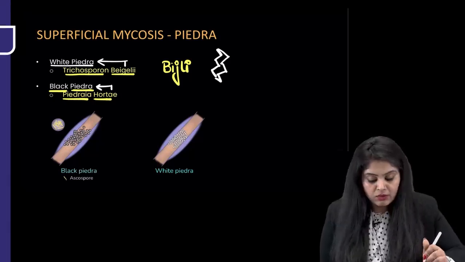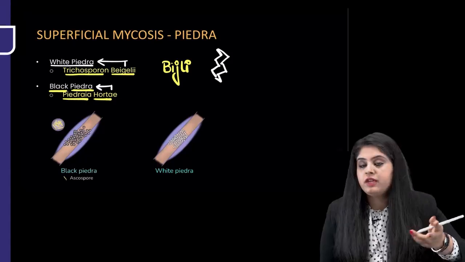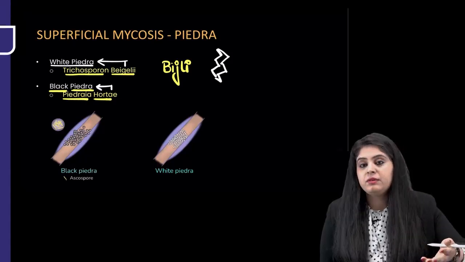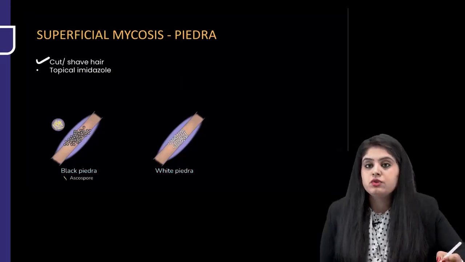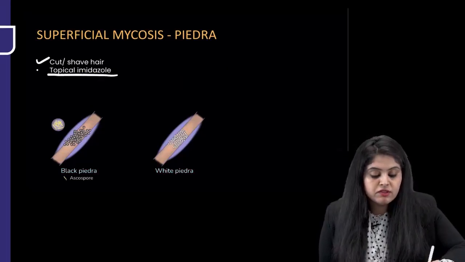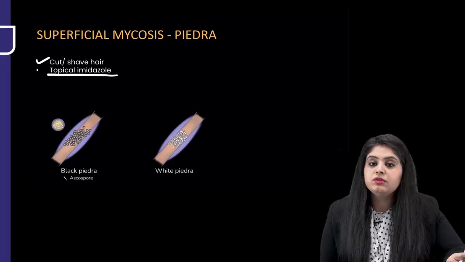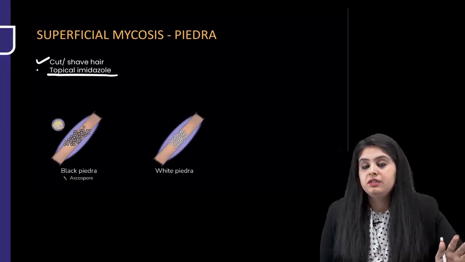Having said that, now let's move on to the treatment. If there's a hair follicle affected with black or white piedra, what do you do? The first thing that you have to do is cut or shave the hair, and along with that you give the same treatment as for tinea nigra, that is, topical imidazole creams are given after cutting and shaving the hair.